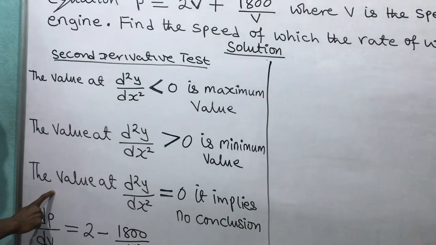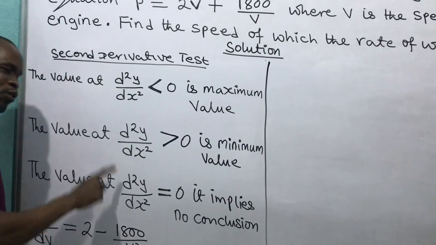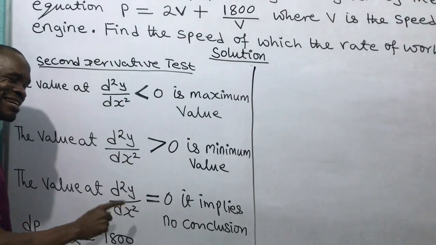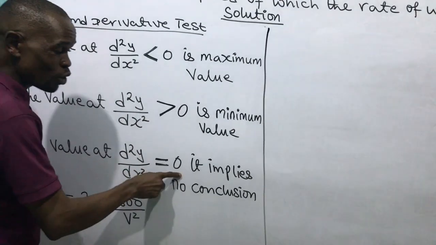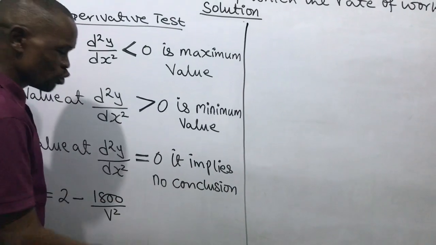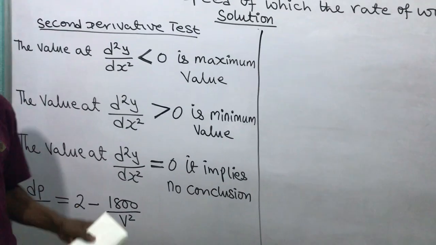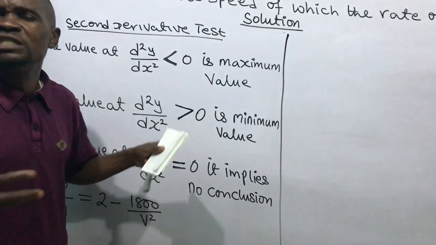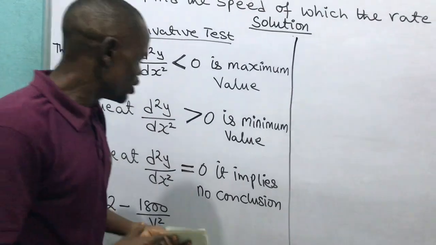Then coming to the third conclusion, we said the value at which the second derivative of y in respect to x squared is equal to 0 implies no conclusion. It implies there's no conclusion in the nature of that value. So let us look at it.